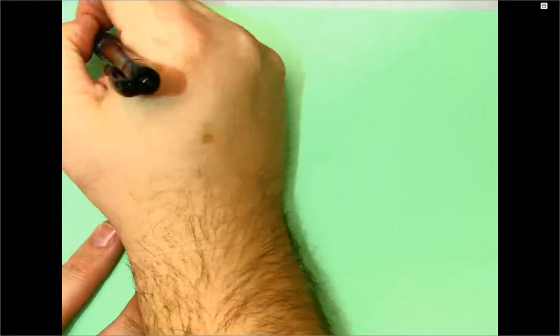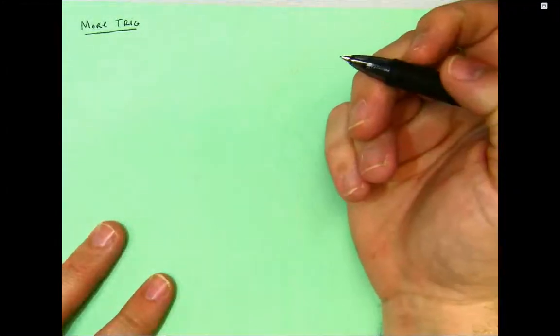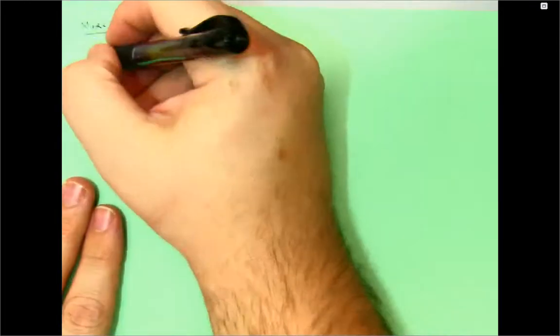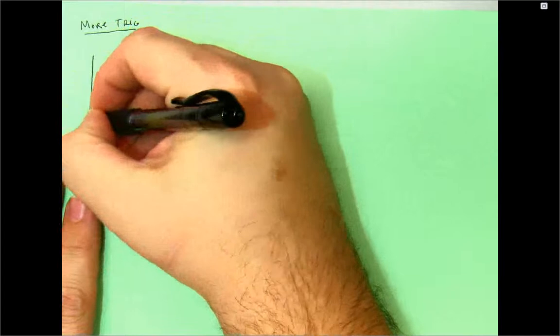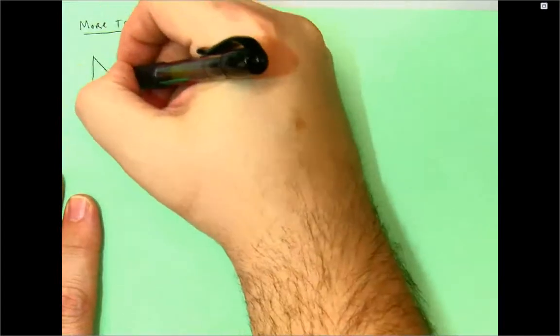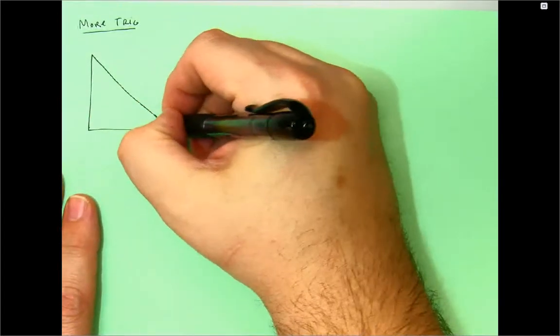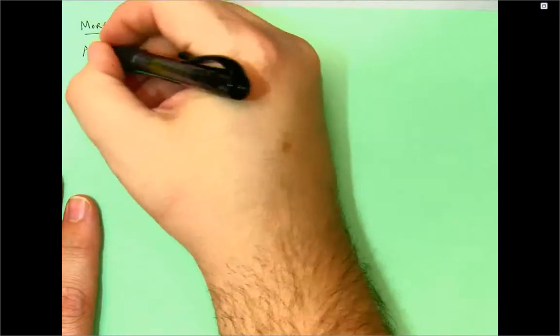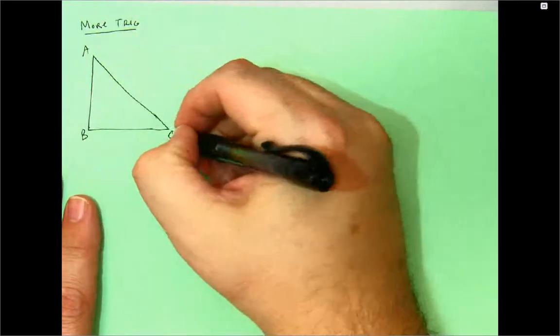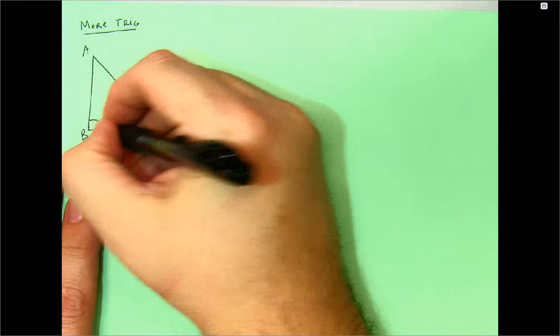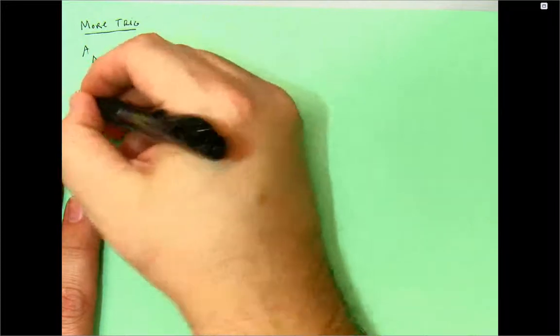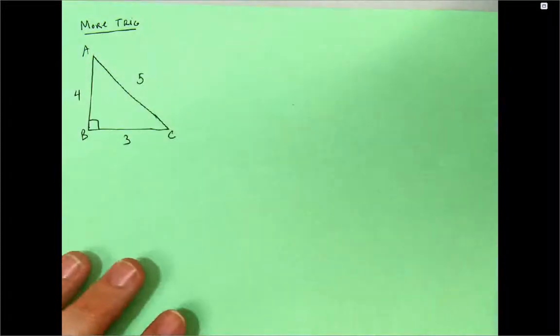We're going to do some more trig stuff. So take out your notes. I'm going to give you some different properties of the sine, the cosine, the tangent. And then I'm going to, well, take this triangle, A, B, C, and say that's 3, that's 4, and that's 5.